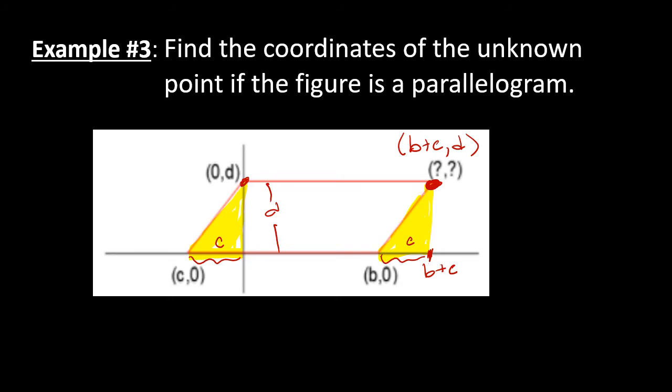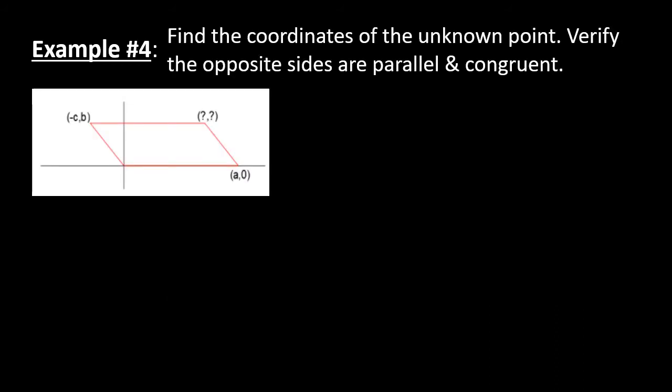Okay, logical reasoning, look for patterns. Patterns. Okay. Next slide. It says find the coordinates of the unknown point and verify the opposite sides are both parallel and congruent. So again, if I look at my picture, I went to the left C. So that means that this distance right here is C.